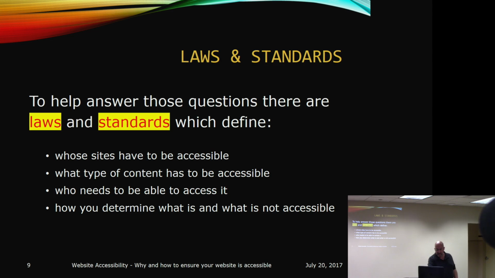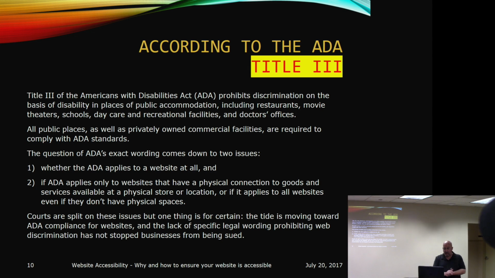Okay? Those laws and standards, according to the ADA, and I'm sorry, there's a lot of text on here, but the ADA is very specific. They have something called Title III of the Americans with Disabilities Act. It prohibits discrimination on the basis of disability in places of public accommodation. You have to have ramps, including restaurants, movie theaters, schools, daycare, recreational facilities, and doctor offices. All public places as well as privately owned commercial facilities are required to comply with the ADA.